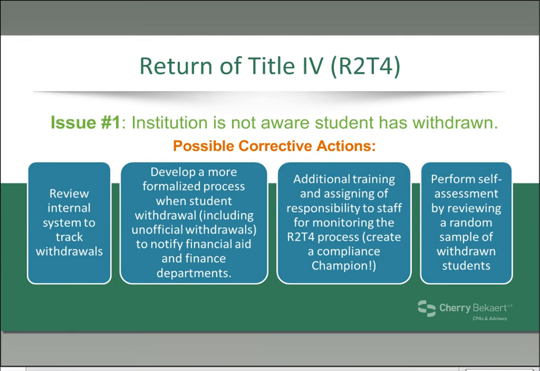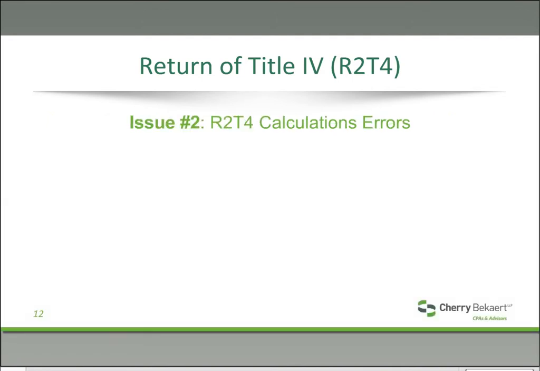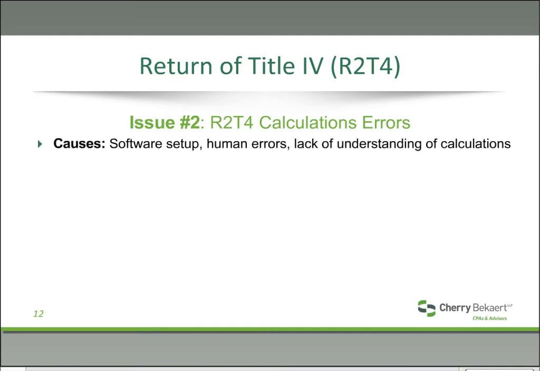Right, and I think that's a great form of self-monitoring, which is a control in and of itself. So if you're having a difficult time coming up with a control activity, monitoring is always a great opportunity to develop that. All right, so the first one is we don't know that they have withdrawn. The second one is we did know they withdrew, but we might not have gotten the math correct. So what are some of the causes and issues here?